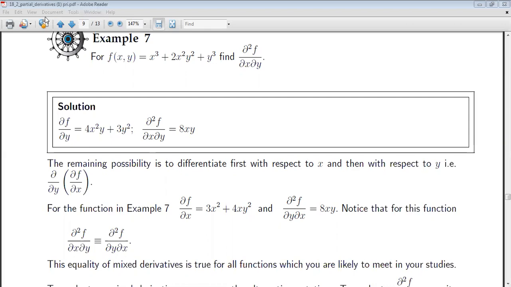Okay. And what about del square of del y del x? Del y del x? Yes. 6y plus 3y square plus 8x.